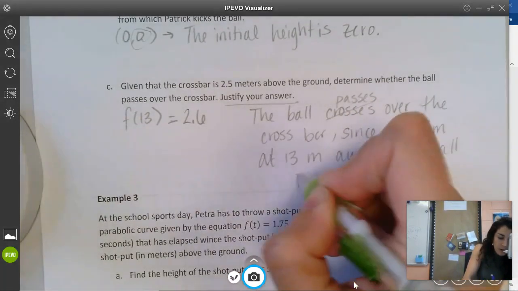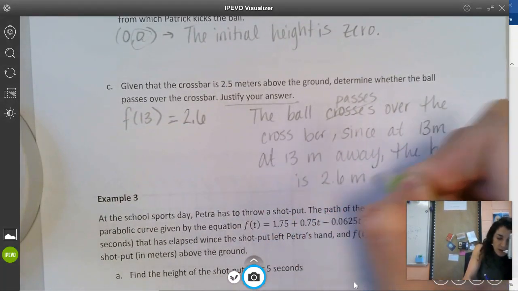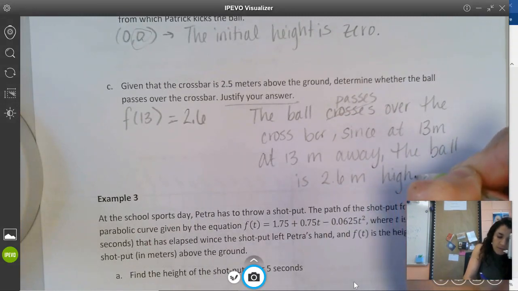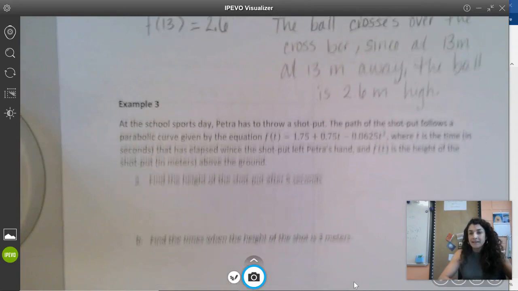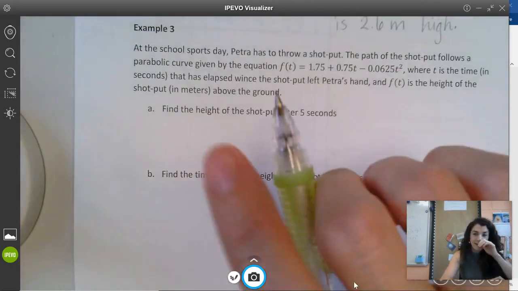The ball is 2.6 meters high. Okay. Example 3, our last example.